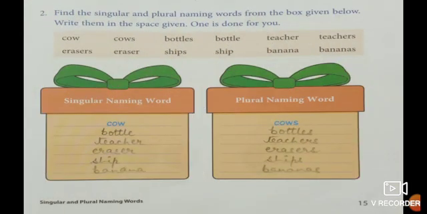Next, question number 2. Find the singular and plural naming words from the box given below. Write them in the space given. What you have to do? Help box is given. Some words are given. You have to choose singular naming words and write in singular naming word box. Again you have to choose plural words and write in plural naming words box. 2 boxes are there. One is for singular naming words, one is for plural naming words. So you have to choose according to the box and write in the box space is provided. Okay.